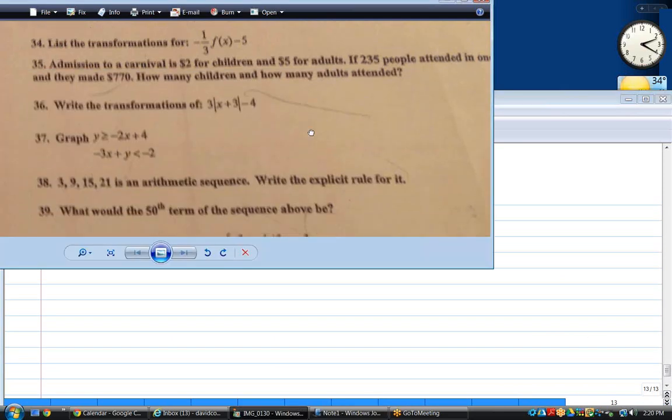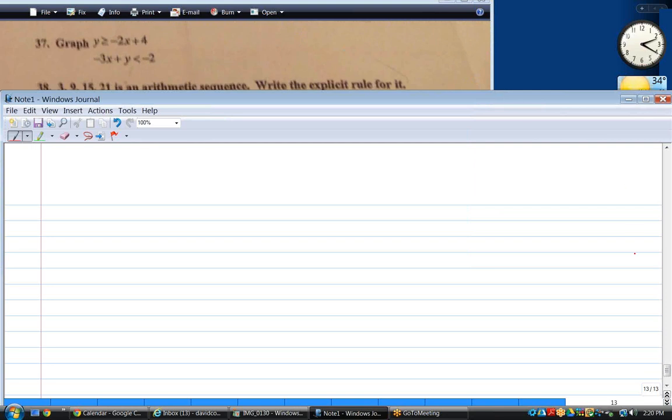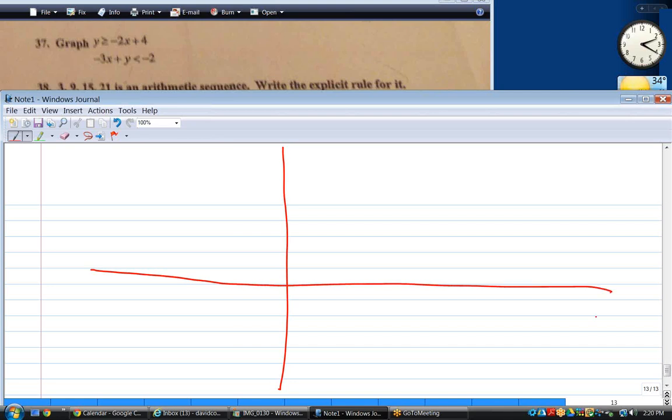And now 37. Okay, 37 is fairly similar. The only difference between the last one and this one is there's 2 lines. So we're going to have to do them both individually, just exactly like we did the last one, and then find which area is common to both.